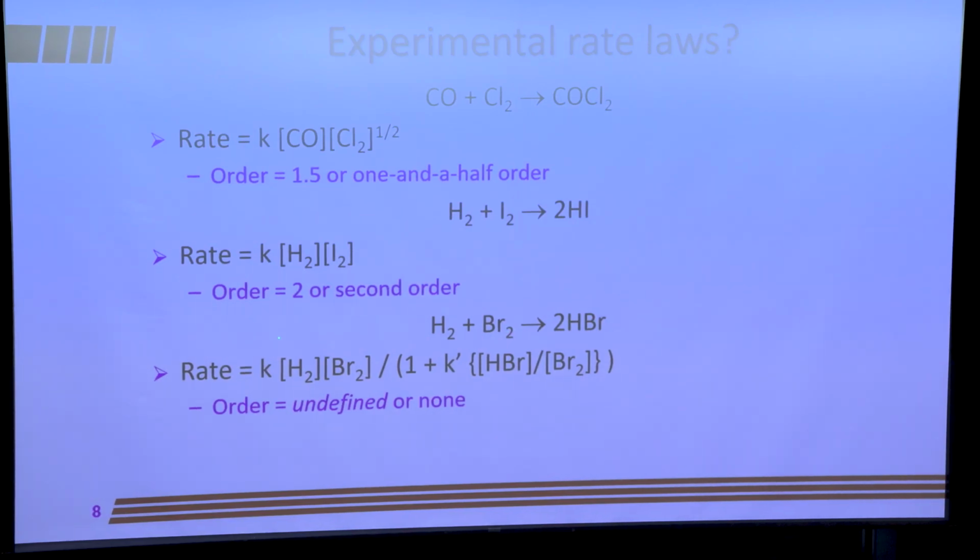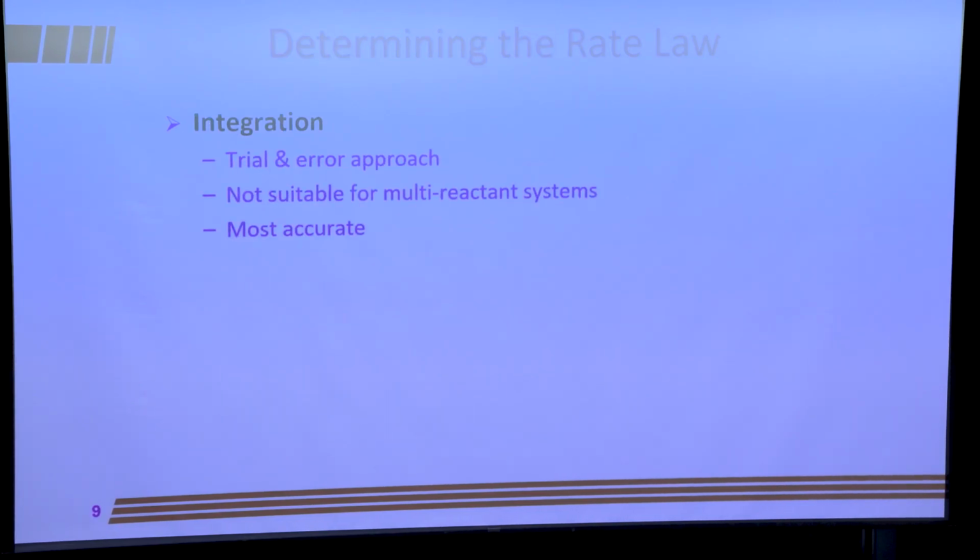And then here we have H2 plus Br2 giving us 2HBr. The rate is equal to the rate constant times the concentration of H2 to the power of 1, Br2 to the power of 1, divided by this expression here. So in this case, the order is undefinable, right? Because it's too complicated. It's undefined, or none.